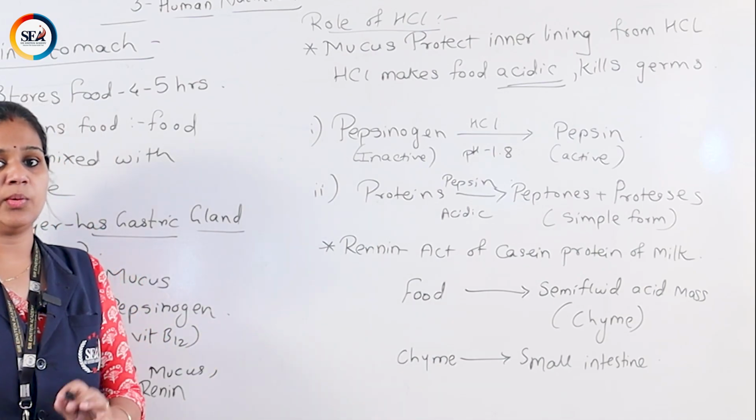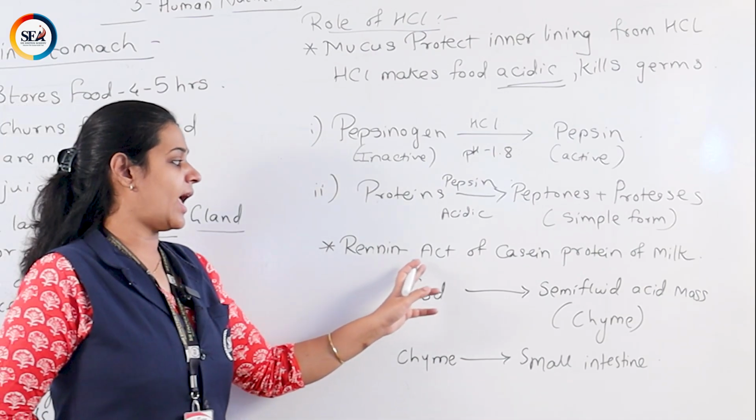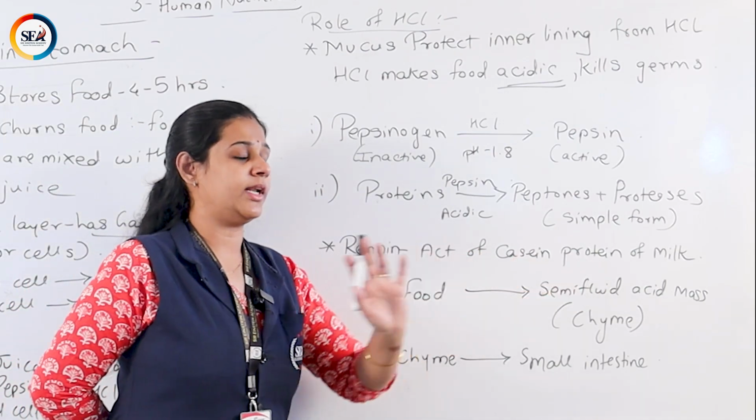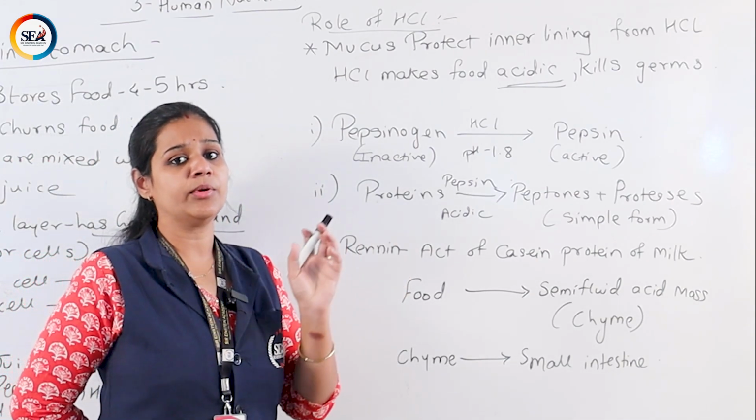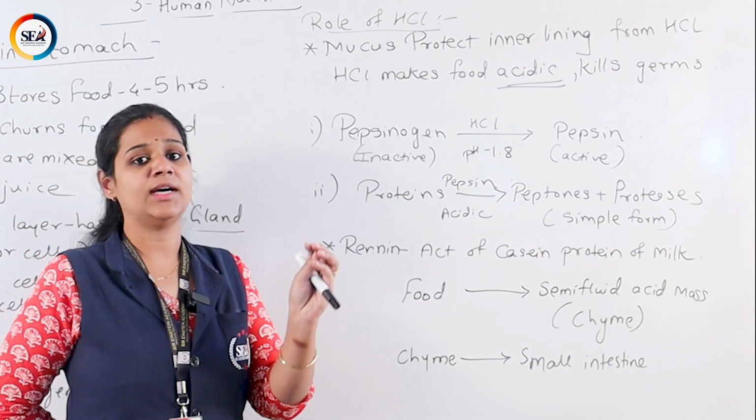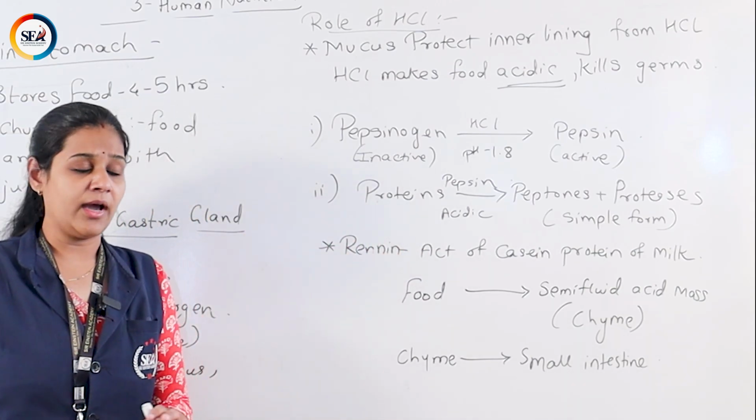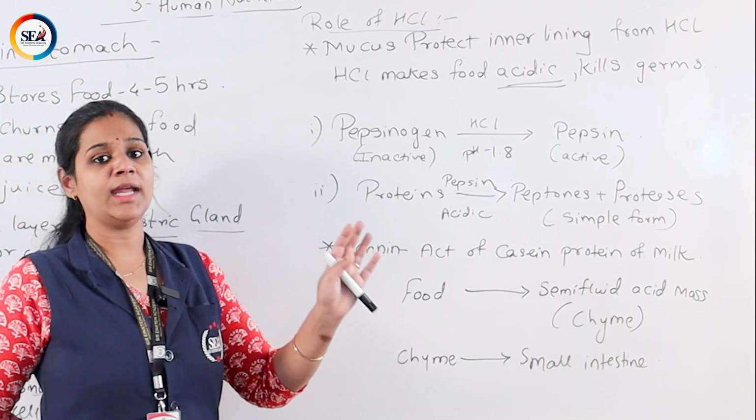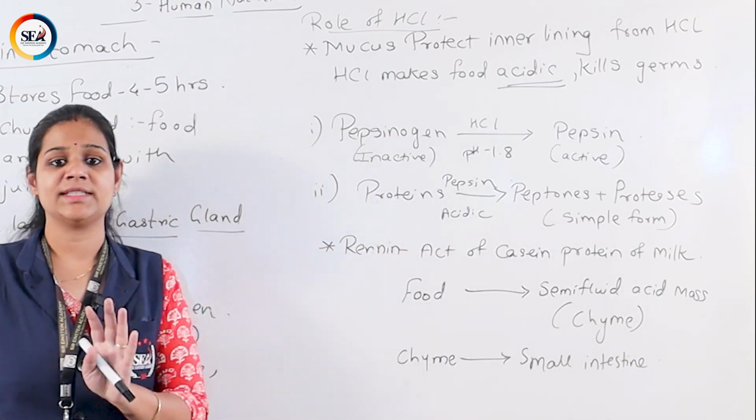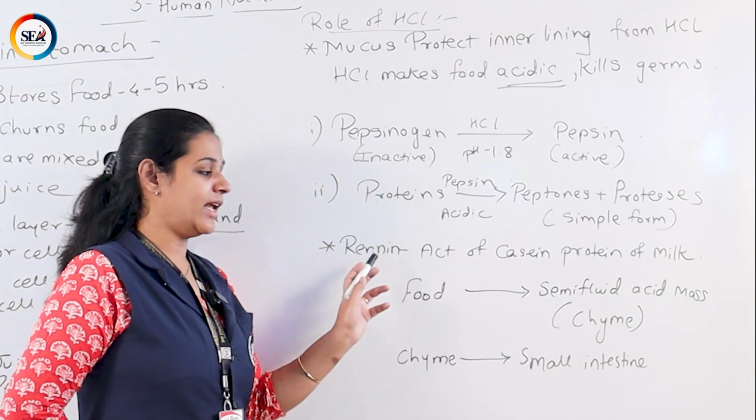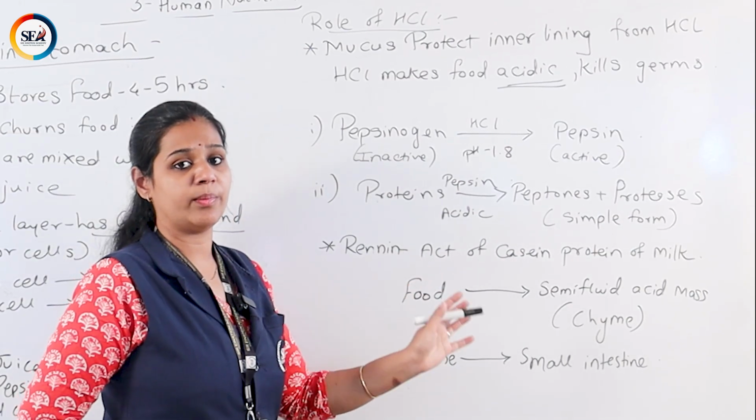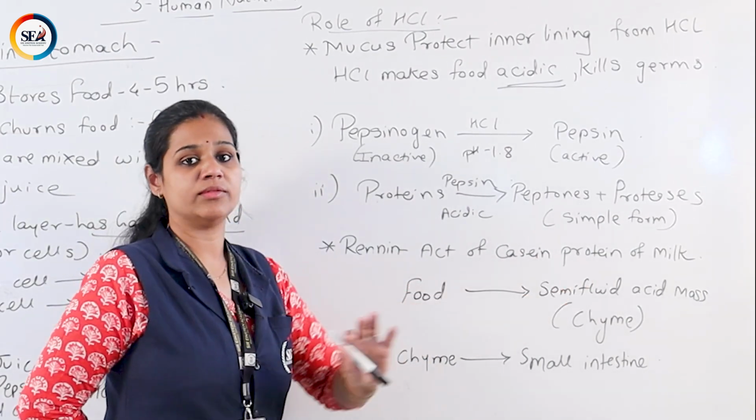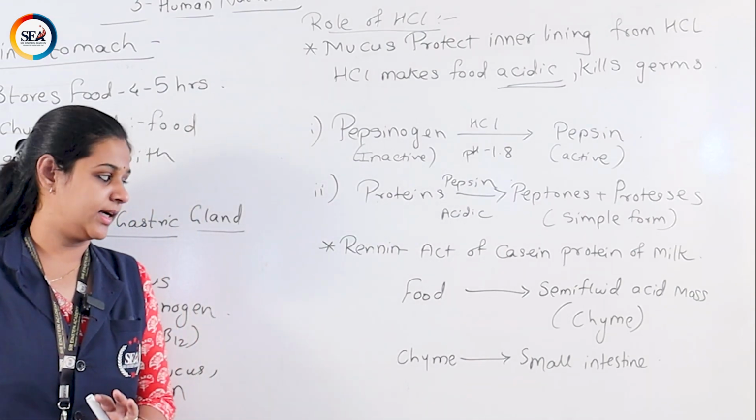Lastly, renin. What is the work of renin? Renin acts on the casein protein of the milk. That is, renin acts on the casein protein which is present in milk. It breaks down the casein protein. Now, this renin is present only in infants. It is not present in adults, because in infants this enzyme is important for breaking down the casein protein of the milk.